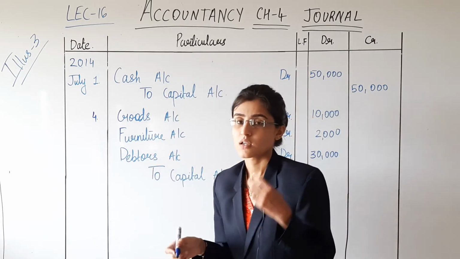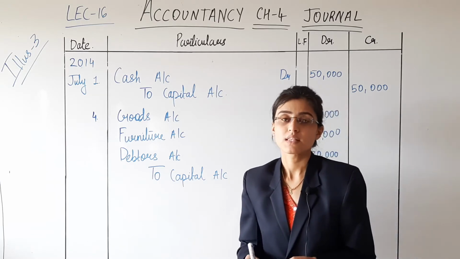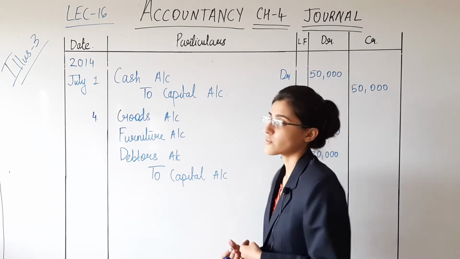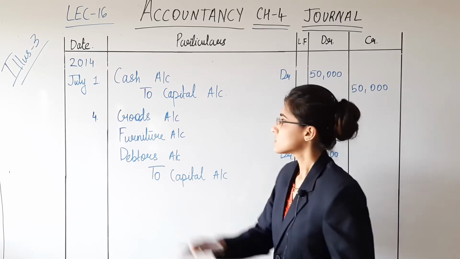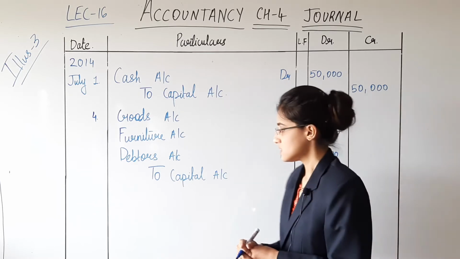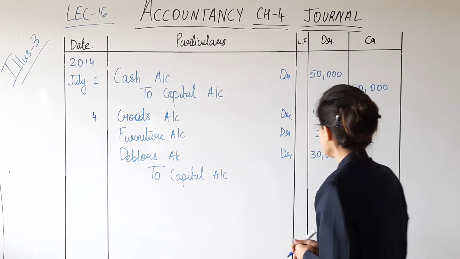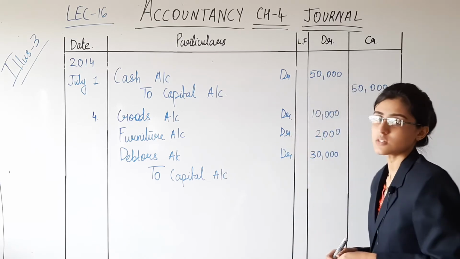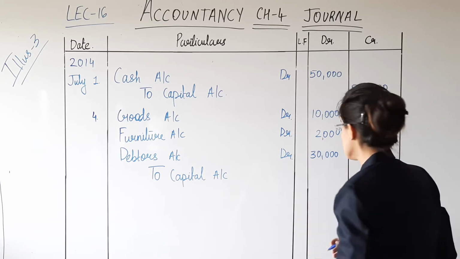I repeat, capital is anything brought in the business by the owner. It can be in the form of cash, or in the form of an asset. Here it is cash, and these are all assets, and hence this is also termed as capital. Capital is of rupees 42,000 this way, 30 plus 10 plus 2. So 42,000.